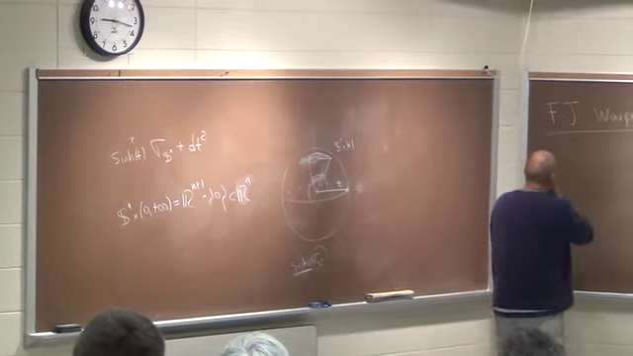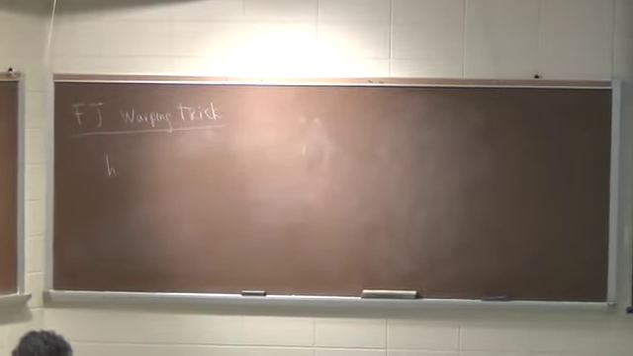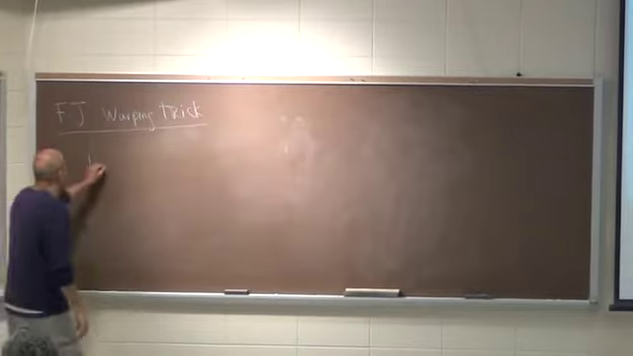Anyway, so suppose now we have a metric like that one, but instead of the round sphere, we have something else.